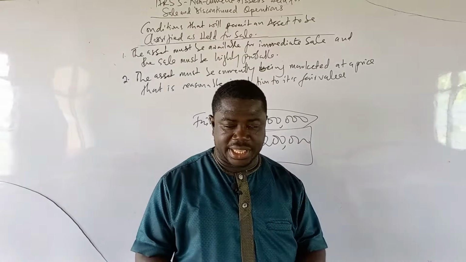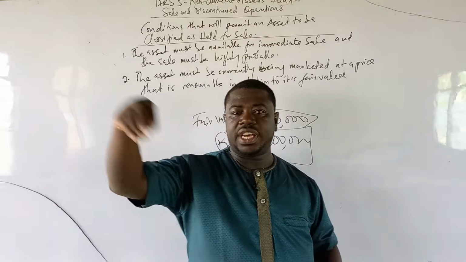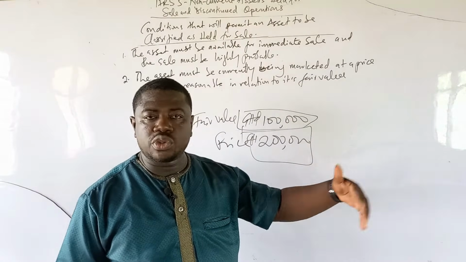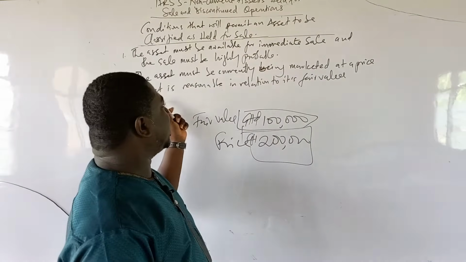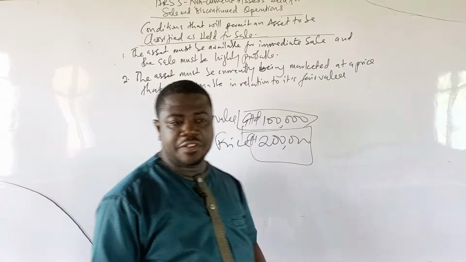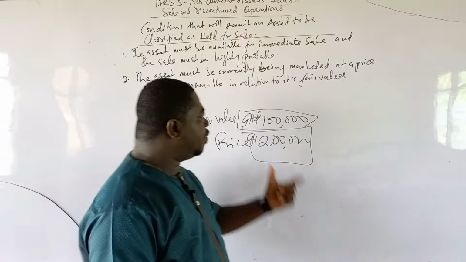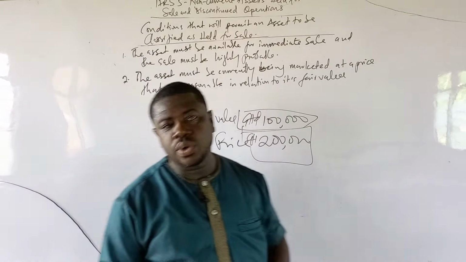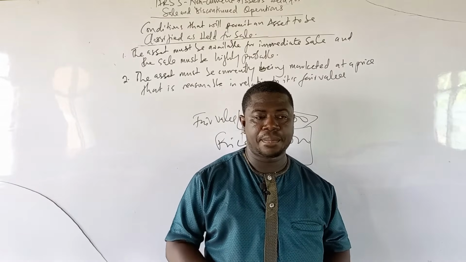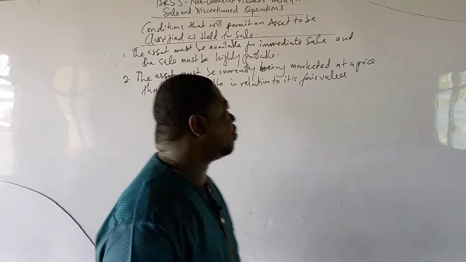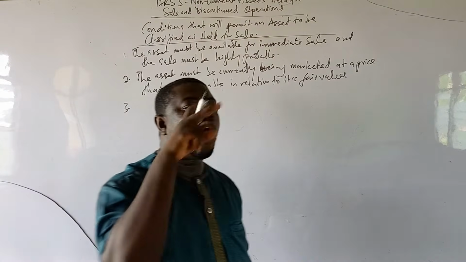And so when you get a question, they will give you a long scenario. Inside the scenario, they may give you the fair value of the asset on the market, and the question will also give you the amount at which the asset is being marketed. If you compare and you realize that the price is not reasonable in relation to the fair value, you advise the company not to classify such assets as held for sale. But if the price is reasonable in relation to the fair value, then you can classify that as held for sale.